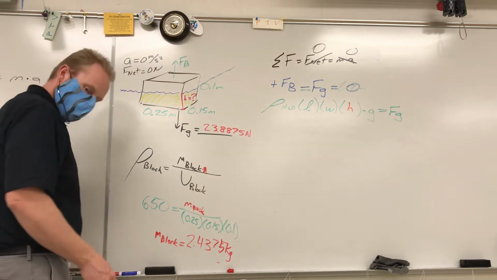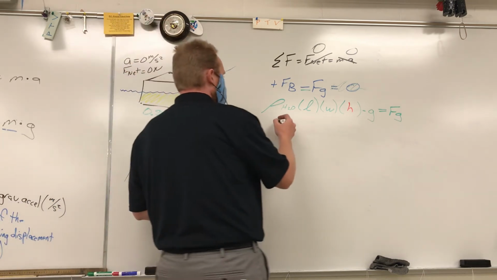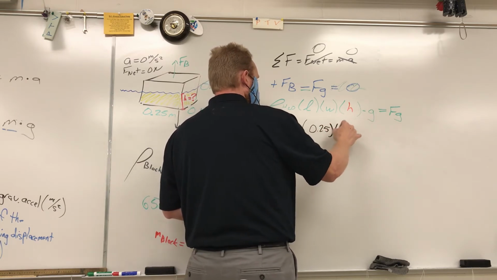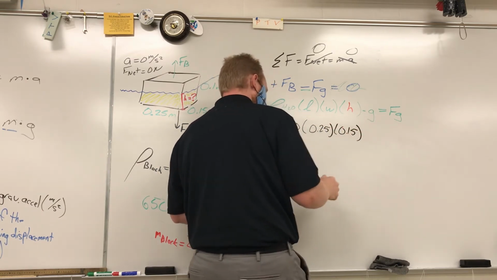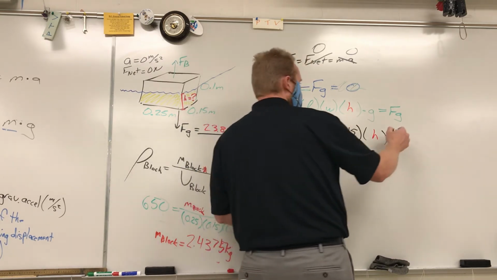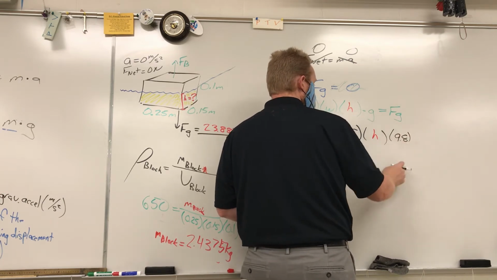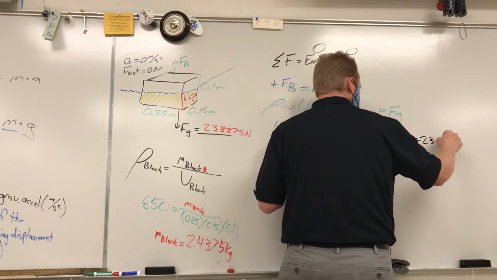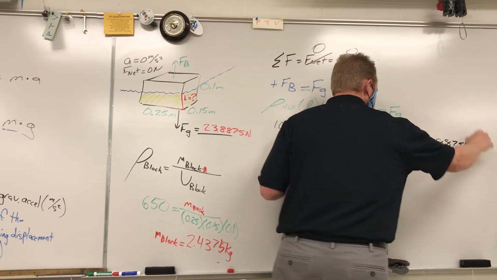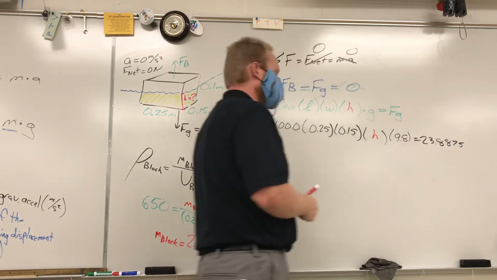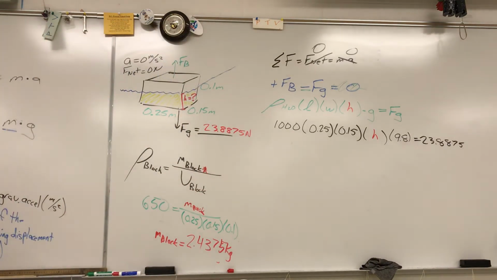F of G. We can start plugging numbers in. The density of water is 1,000. The length of my block is 0.25. The width of my block is 0.15. The height of my block is h. That's what we're solving for. G on Earth is 9.8 meters per second squared. And our F of G, we already calculated it to be 23.8875.